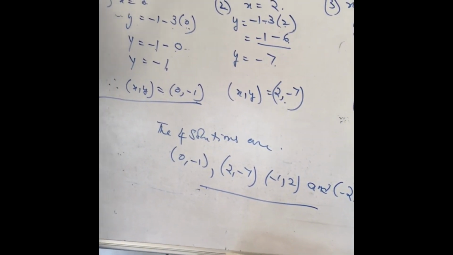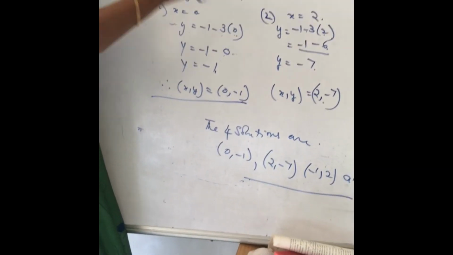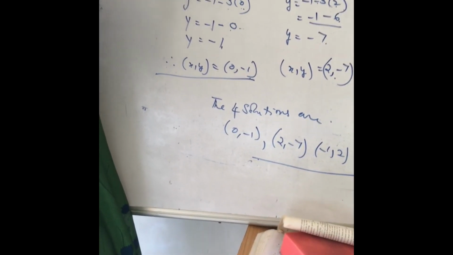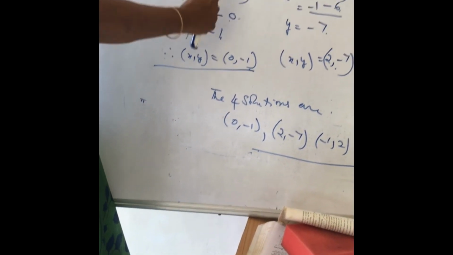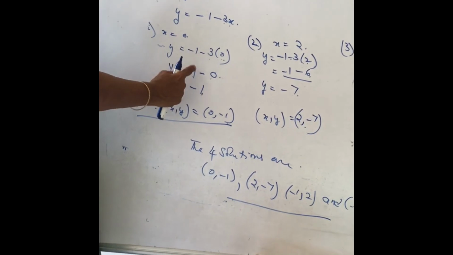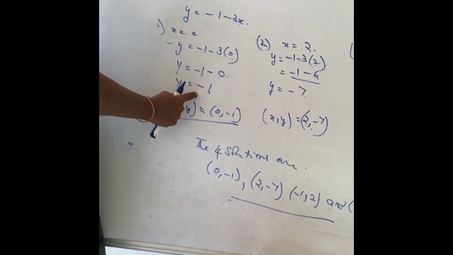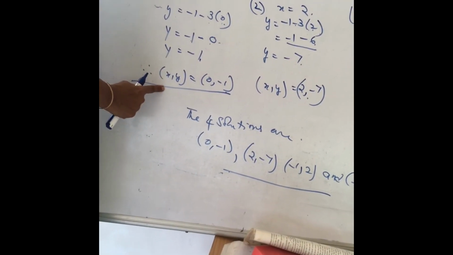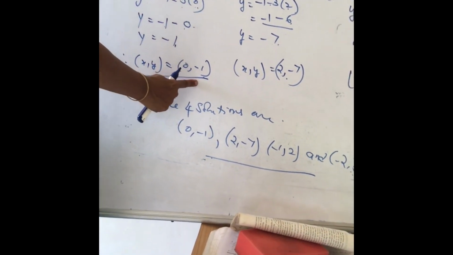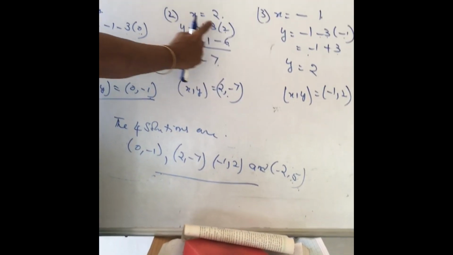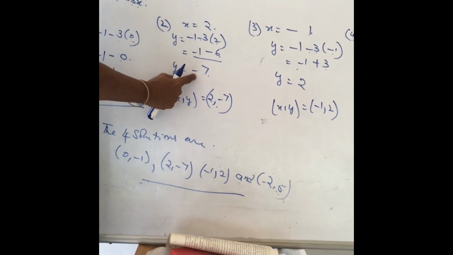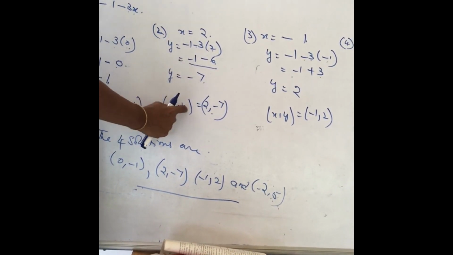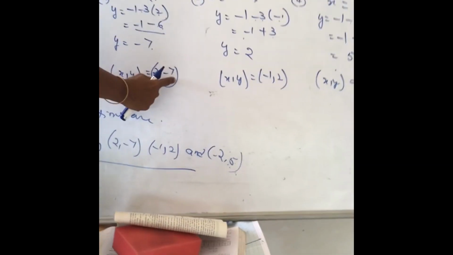Give any 4 values for x, children, your choice, and get the solution for y. I have given 0. If x is equal to 0, 3 into 0 is what? 0. Minus 1 minus 0 is minus 1. The first solution for the equation is 0, minus 1. Second, x is equal to 2. When x is equal to 2, 3 2s are 6. Both are negative. Add and put negative sign. So, x comma y is 2 comma minus 7.